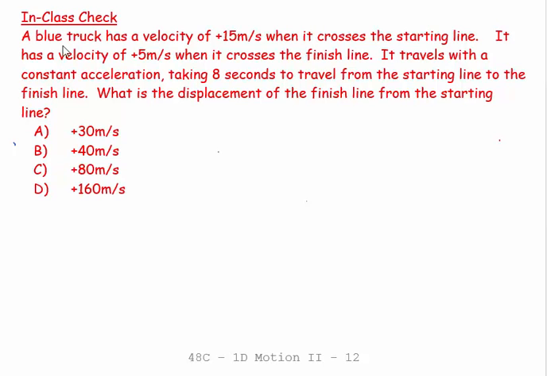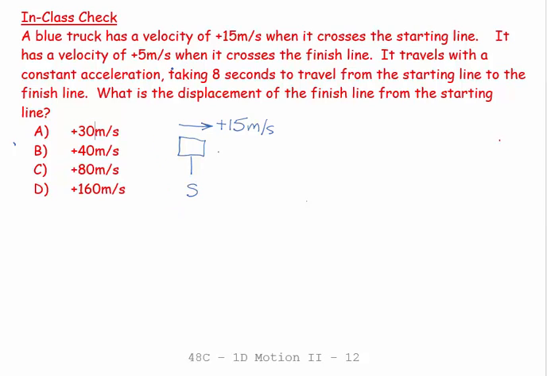So this question says a blue truck travels with a velocity of 15 meters per second when it crosses the starting line. So let's visualize this. Here's our truck and it's got a velocity of plus 15 meters per second. So it's traveling to the right at 15 meters per second when it passes the starting line.